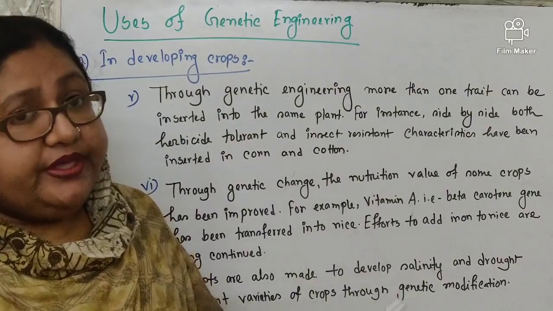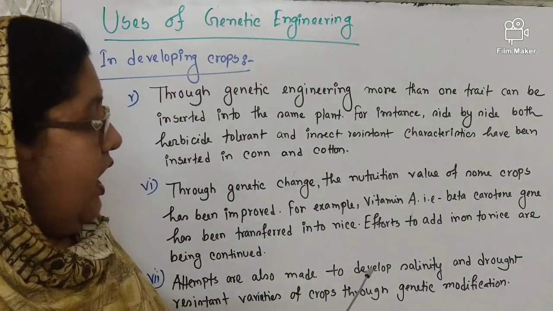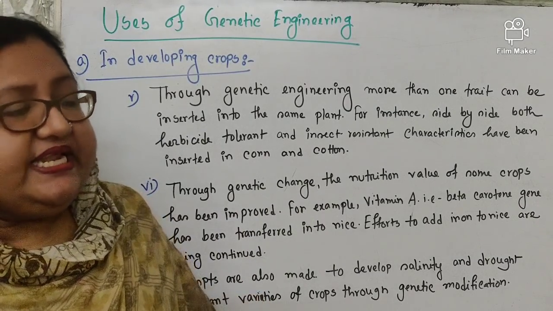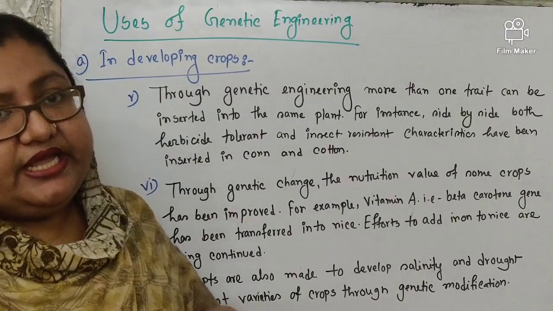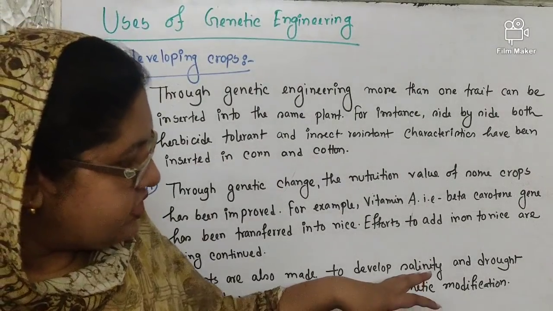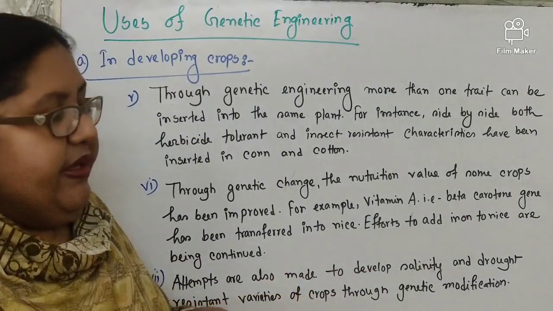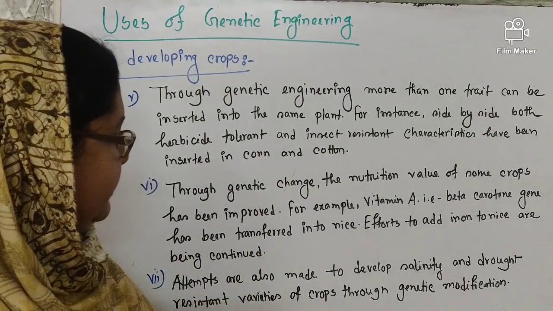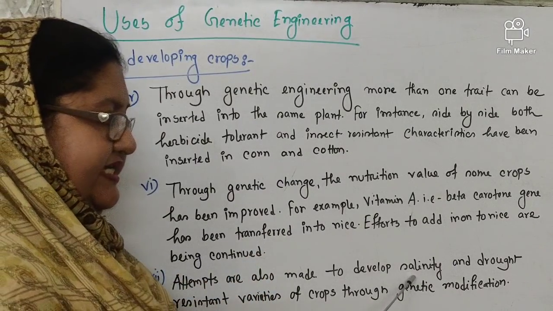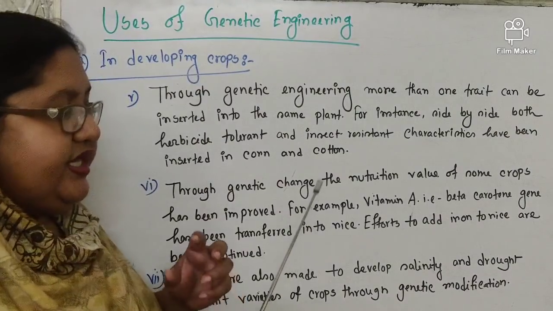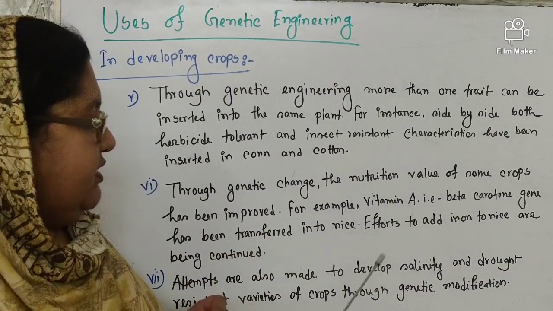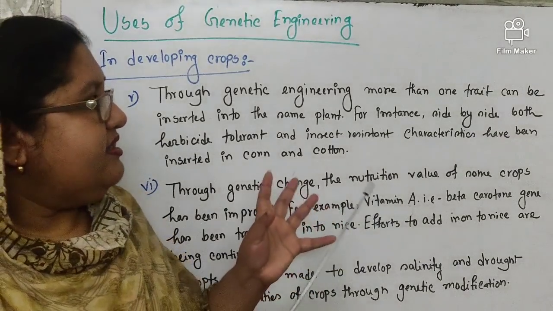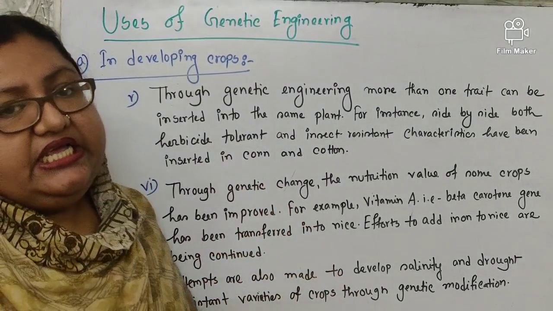It will help us solve the problem in saline areas where plants do not grow due to extreme salinity, or in areas under drought, and in those two areas there are many plants which cannot be grown. So by developing salinity and drought resistant varieties, it will be possible to develop new varieties which will grow in those two areas. These are the uses of genetic engineering in agriculture.